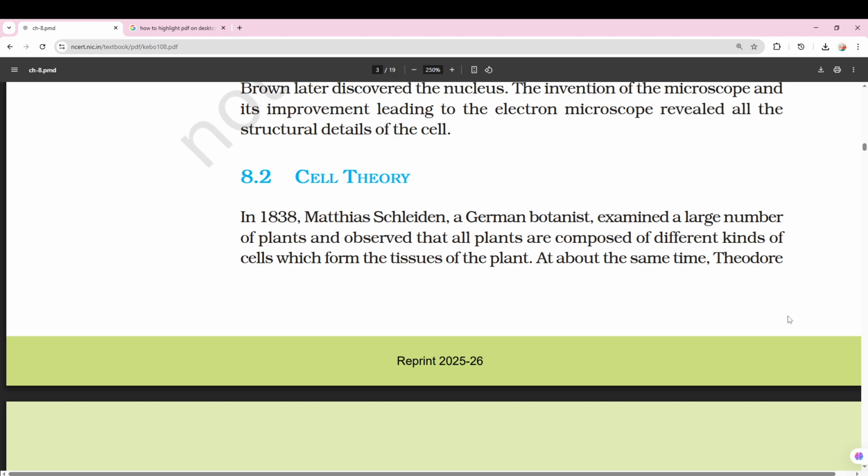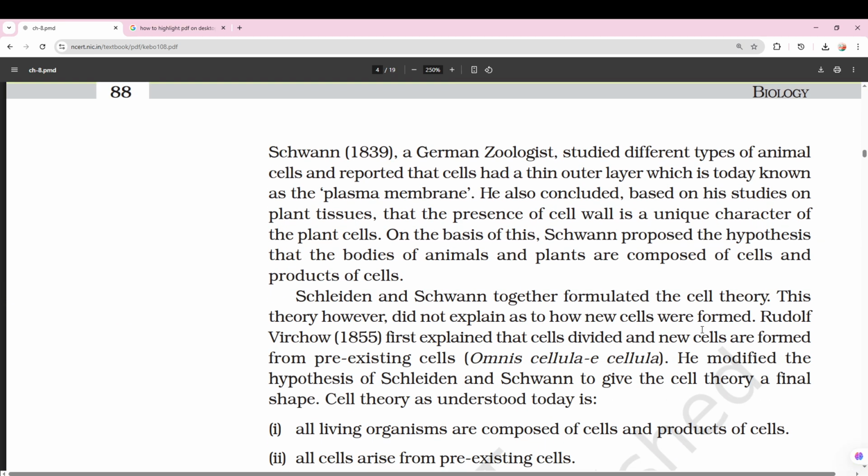Cell theory. In 1838, Matthias Schleiden, a German botanist, examined a large number of plants and observed that all plants are composed of different kinds of cells which form the tissues of the plant. At about the same time, Schwann, in 1839, a German zoologist, studied different types of animal cells and reported that cells had a thin outer layer which is today known as the plasma membrane.